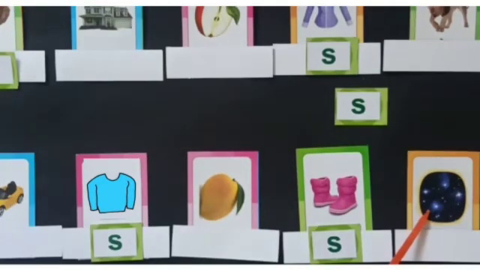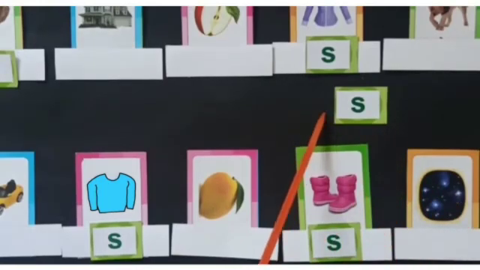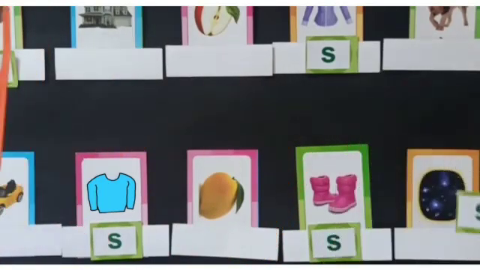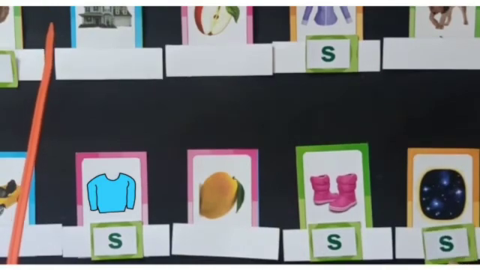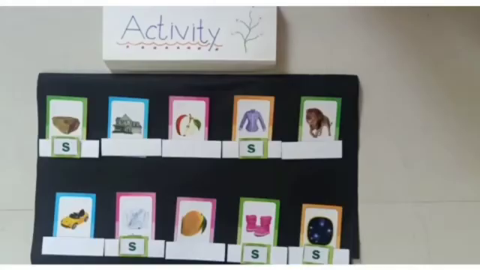Now, what do you see in this picture? There are many stars in this picture. Does stars start with alphabet S? Yes, it starts with the S sound, right? So, we will take alphabet S from here and place it below the picture of stars like this. In this way, we will finish the activity related to alphabet S.